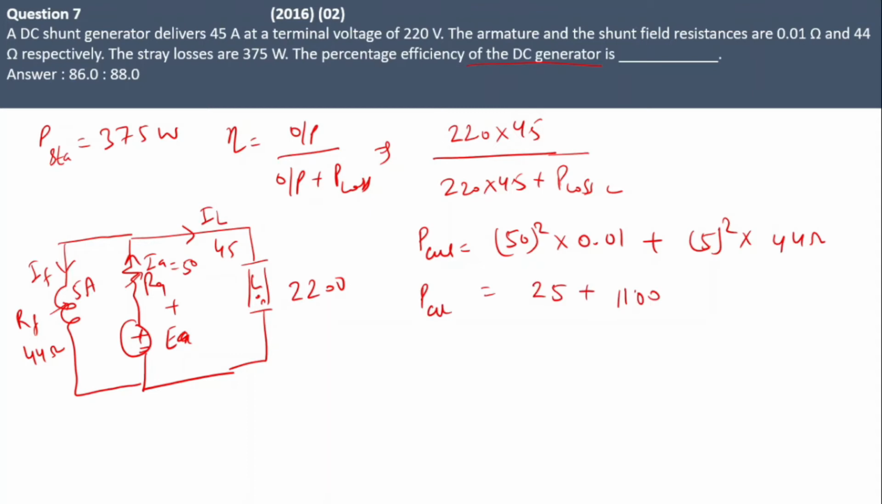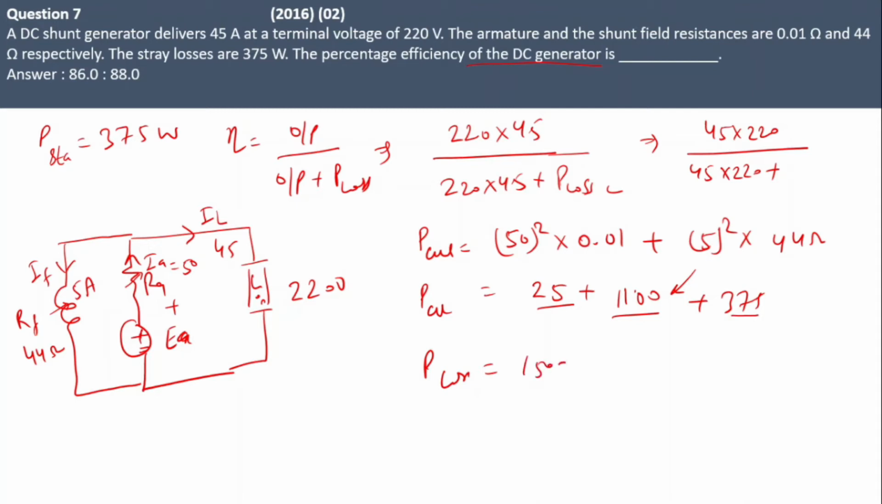So this is the copper loss, 25 plus 1100, and stray losses 375. So total losses will be plus 375. Efficiency equals output, 45 into 220, divided by 45 into 220 plus the total losses. The losses will be 25, 1100 and 375 plus 25, 400, 1100, how much? 1500. So add 1500. Okay, so efficiency will be into 100. It will be something like 86.8%.